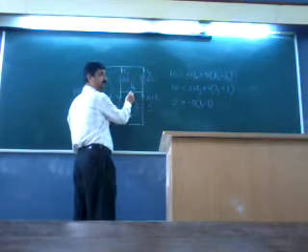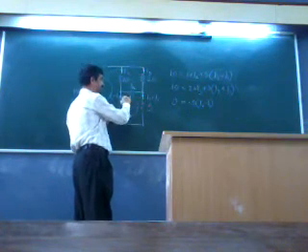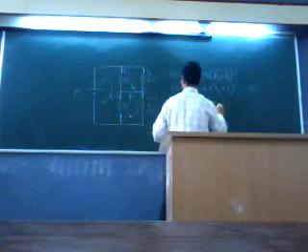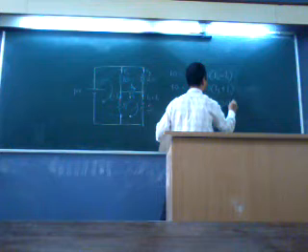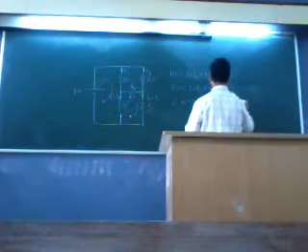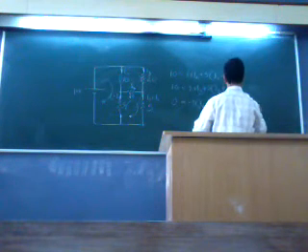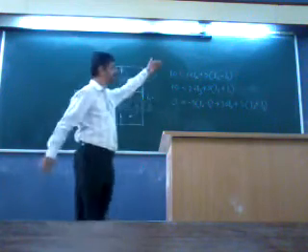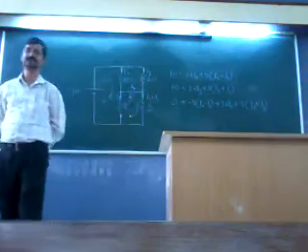What about this? Plus. Why? Because your direction and the current direction are the same. Plus 30 I1 plus 5 into bracket I3 plus I1. So three simultaneous equations are available.